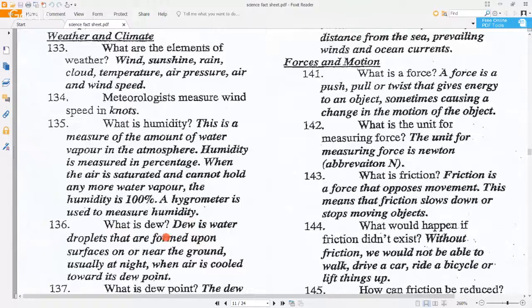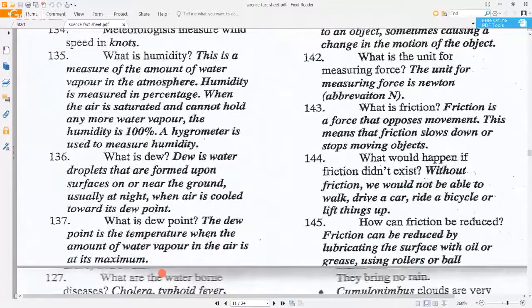What is dew? Dew is water droplets that are formed upon surfaces on or near the ground, usually at night when the air is cooled toward its dew point. What is dew point? The dew point is the temperature when the amount of water vapor in the air is at its maximum.